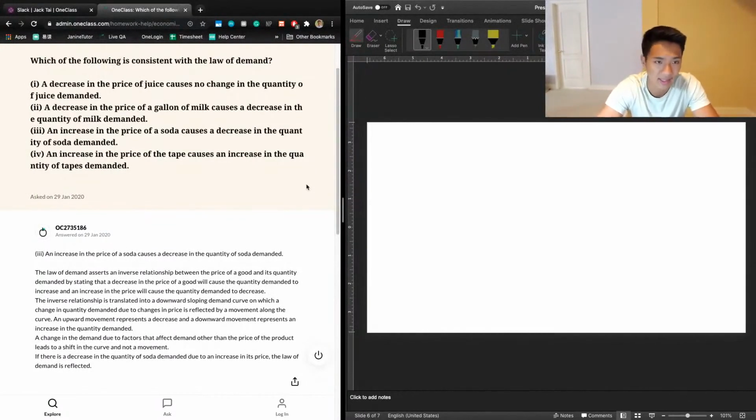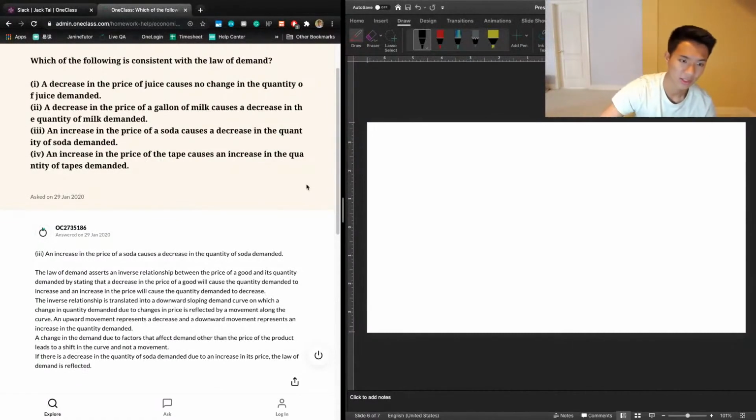A says a decrease in the price of juice causes no change in quantity demanded. Not correct. B says a decrease in the price causes a decrease in the quantity demanded. Incorrect. C says an increase in the price of soda causes a decrease in the quantity of soda demanded. That is correct. So that seems to be one that fits. And let's check D. An increase in the price of tape causes an increase in the quantity of tapes demanded. Incorrect. So C is going to be the right answer here because it matches that inverse relationship. Price goes up, quantity goes down.